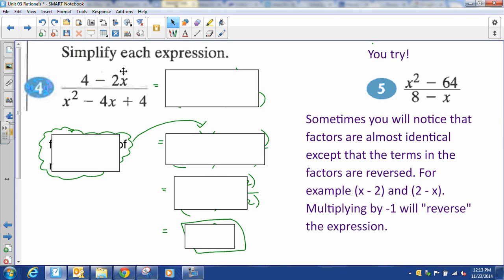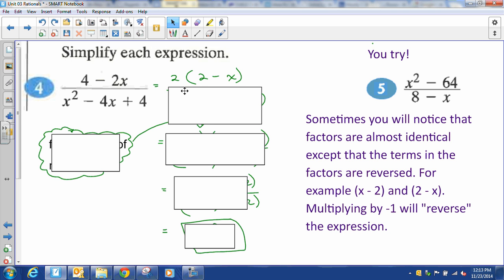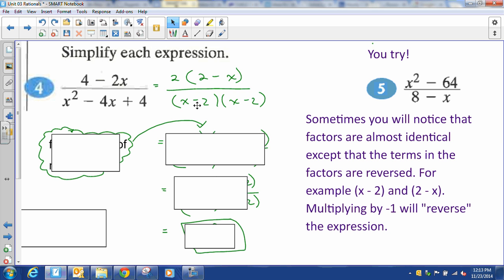So let's jump in and take a look. Number 4, simplify each expression. We're going to start off as we normally do and factor first. So we're going to factor 4 minus 2x. I'll factor out the 2, that's the greatest common factor: 2 times 2 minus x, over x minus 2. As you can see, it's very tempting. We want to cancel out the x minus 2 with this term up here. However, they are not identical terms, because the 2 is positive here and negative there, and the x is negative here but positive there. How can we fix this?